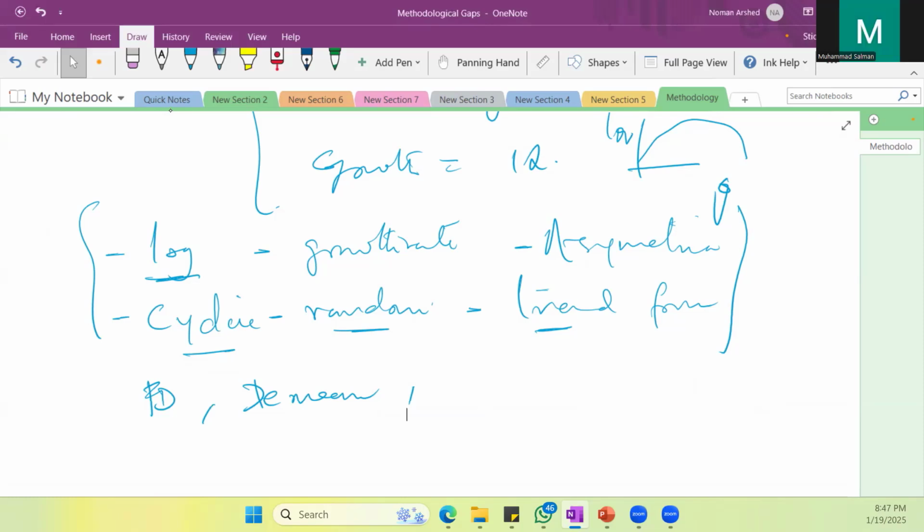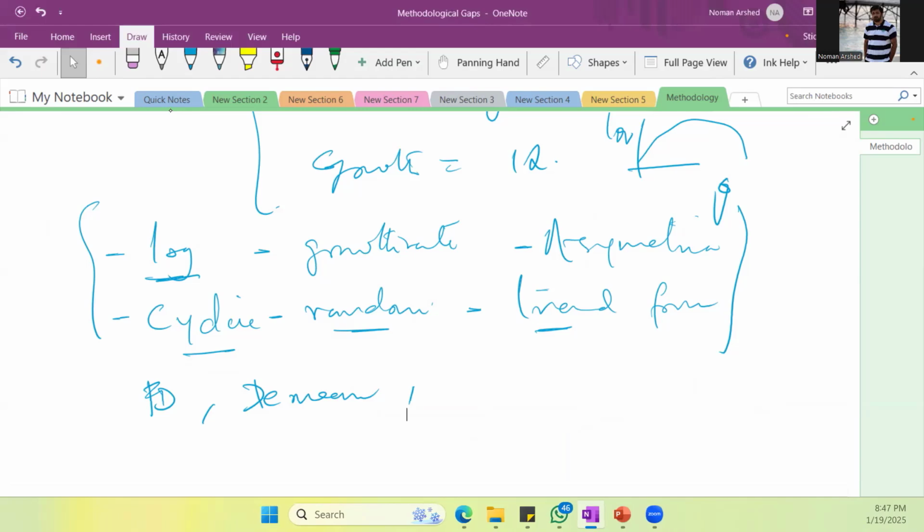So, sir, it means that the transformation which we are going to do, or the methodological gap which we are trying to find, is directly related to our objective of study. Yes. When you are proposing a gap, it should be a part of your objective. Otherwise, there is no importance of that gap. You should not do it anyway. Whenever we propose a gap, we do it so that our objective becomes unique, different from other people's.